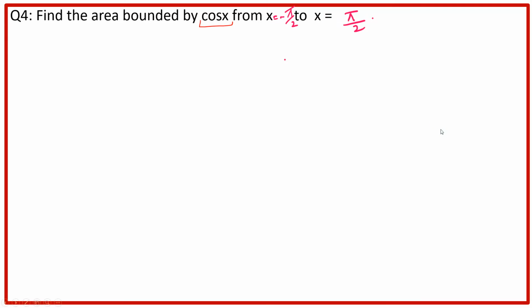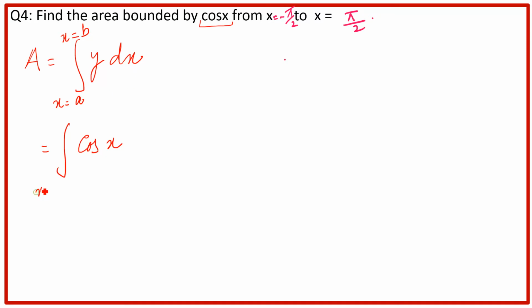First of all, I will explain to you with the help of mathematics, and then I will prove it with the help of a graph. So you can see what is the meaning of area bounded by cos of x. We have to find the area. Area is equal to the integral from x is equal to a to x is equal to b. These are the limits. This is the lower limit, and always keep in mind you have to write the lower limit here and the upper limit here, and y dx. So our function in this case is y is cos of x, and our lower limit is negative pi by 2 and upper limit is positive pi by 2.